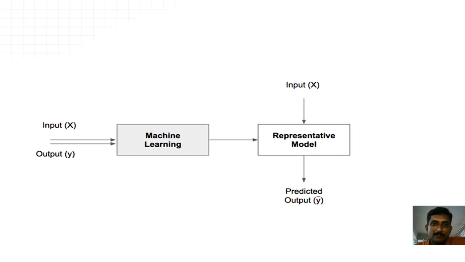Okay. For example, consider a weather forecast system. The past data is based on the conditions of temperature, humidity, and wind flow. These are the inputs, and for those inputs, the output is given, whether the rain has come or not. So from that data, the model is trained, and in the representative model for the future, if the wind flow, temperature, and humidity are this much, it predicts whether the rain will come or not. This prediction is done in the machine learning model.